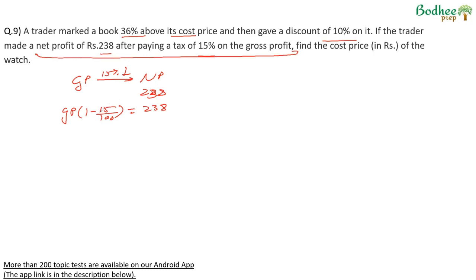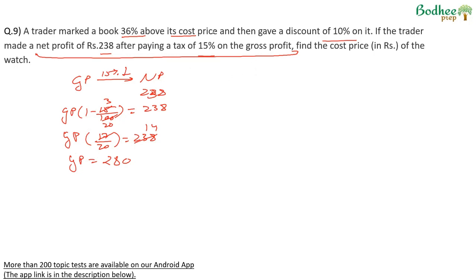1 minus 3 by 20, so gross profit times 17 by 20 is equal to 238. 17 ones are 17, 17 times 14 is 238. And therefore, gross profit will come out to 280.